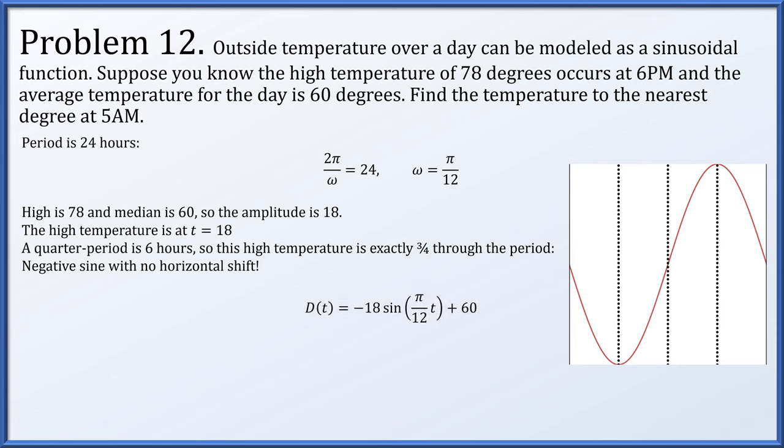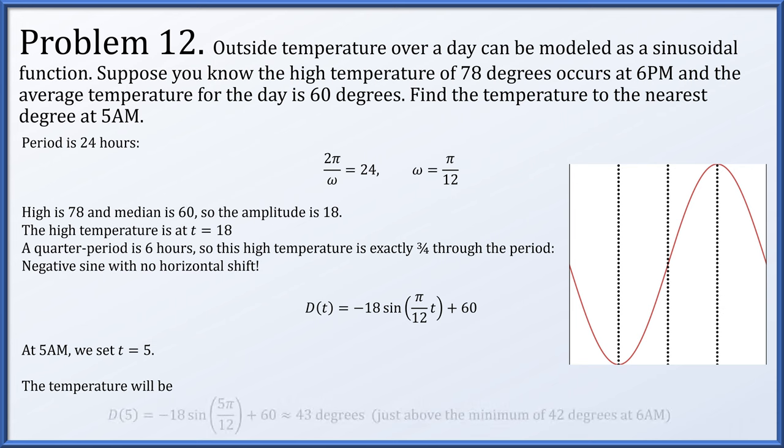We knew our amplitude to be 18, we knew omega to be pi over 12, we were given a median of 60, and having concluded that we need to use a negative sine shape with no horizontal shift, here is our temperature function. At 5 a.m., we simply plug in t equals 5, and compute negative 18 times the sine of 5 pi over 12 plus 60, which is just about 43 degrees, which is only 1 degree higher than the minimum at 6 a.m.